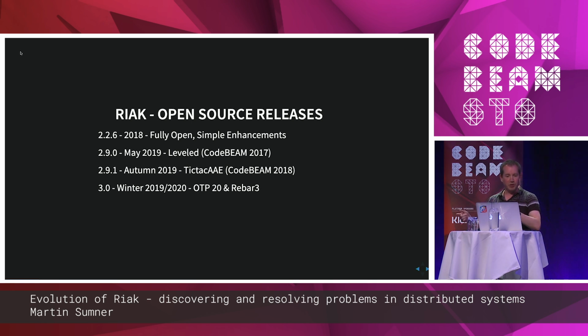And then we're concurrently working on 2.9.1, which brings together a lot of the features that I talked about last year at CodeBeam, which is a new way of doing active anti-entropy. And we're also concurrently at the moment, we had a workshop just last week, working on the FreeDough release of Riak, which is where we moved to OTP 20 and rebar free.